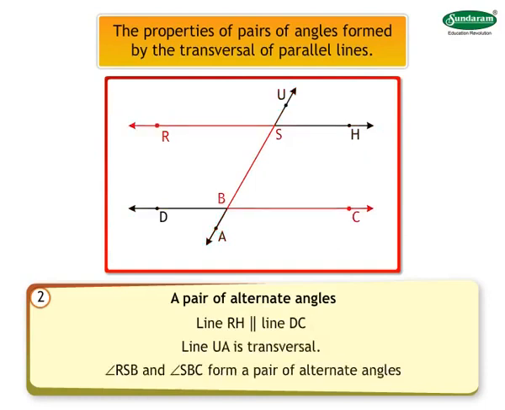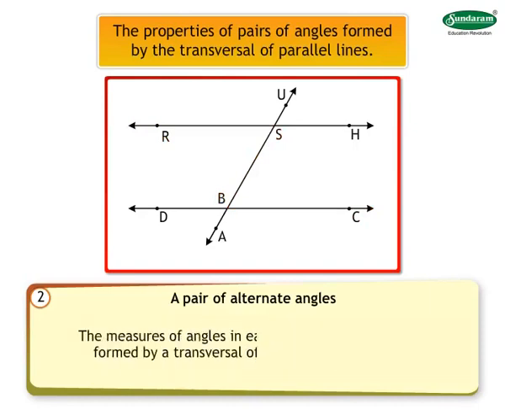Angle RSB and angle SBC form a pair of alternate angles. Let us measure these angles. Here, the measures of angle RSB and angle SBC are equal. Thus, the measures of angles in each pair of alternate angles formed by a transversal of parallel lines are equal.